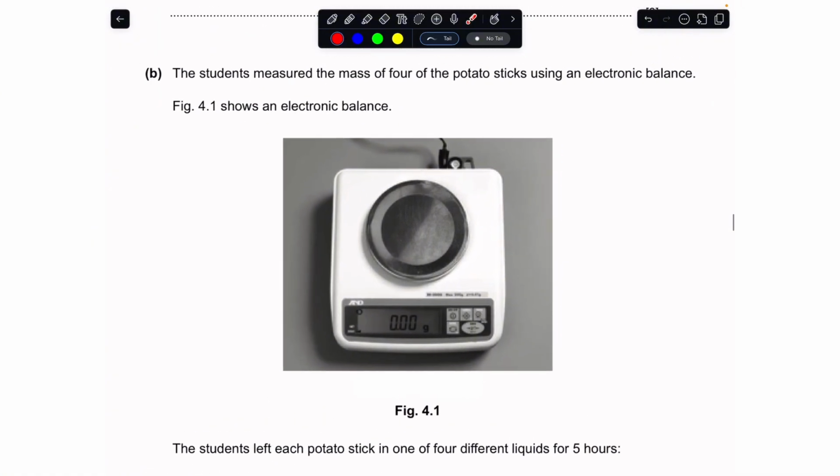Now if we move on to part B, they say that these students measured the mass of 4 potato sticks using an electronic balance. So they would have some potato sticks, and they have used this electronic balance, and by that they are measuring their mass. At the moment we don't see any potato stick present in this dish, so the value on this apparatus goes as 0.00 gram, if you look clearly.